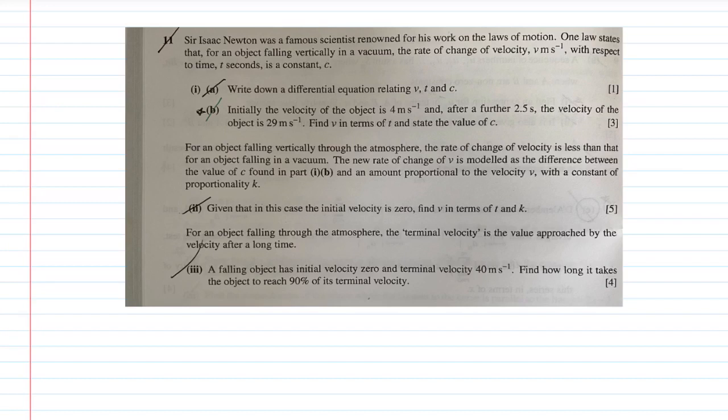Alright, so Sir Isaac Newton, wow, we are starting off with a science question for ending off with a science question. Amazing. So he states that for his laws of motion, I'm not a huge fan of physics, one law states that for an object falling vertically in a vacuum, the rate of change of velocity v with respect to t is constant c. So right now, a differential equation relating v, t and c.